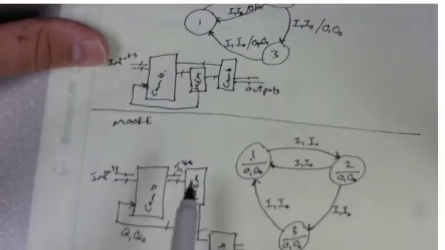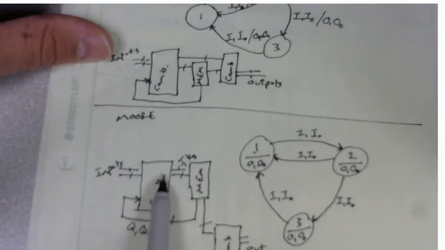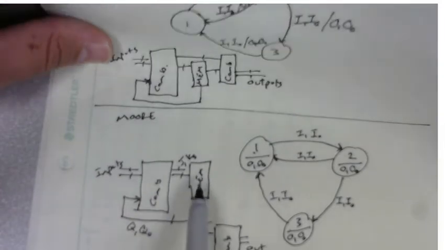J1, K1, J0, K0. Now those are outputs from our combinational logic. They're inputs into the flip-flops, but they are the outputs of our combinational logic. So see that they are both outputs and inputs. They're outputs from the combinational logic's inputs to the memory.